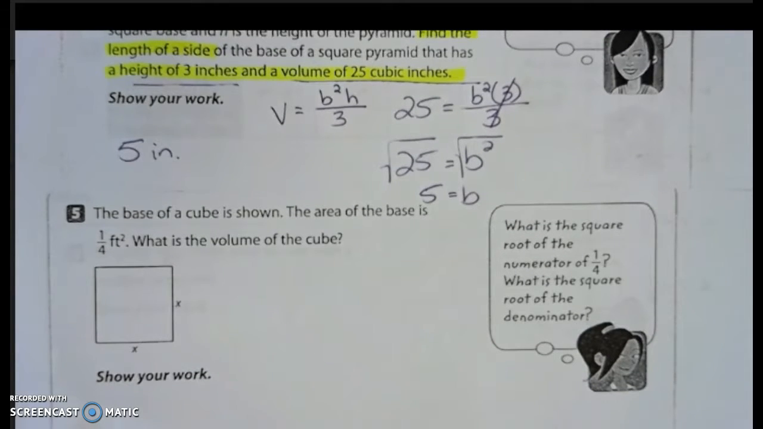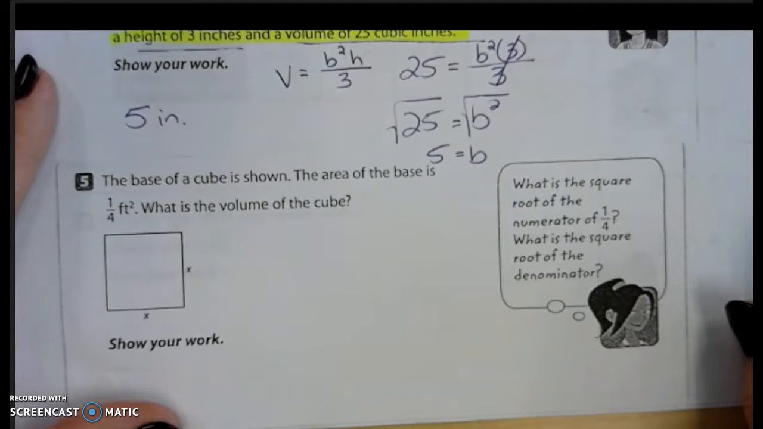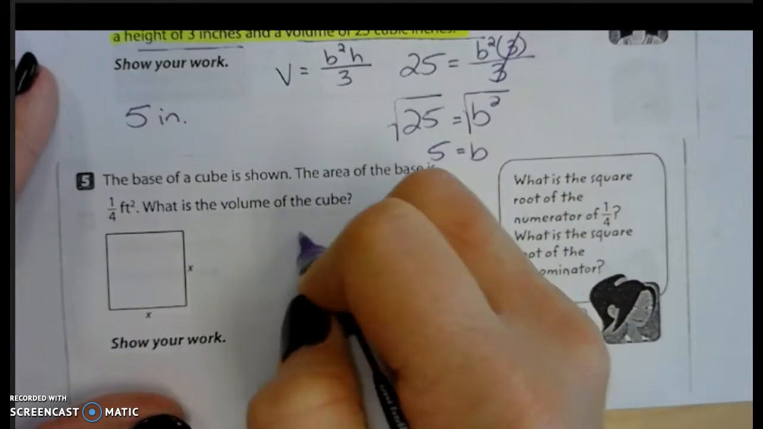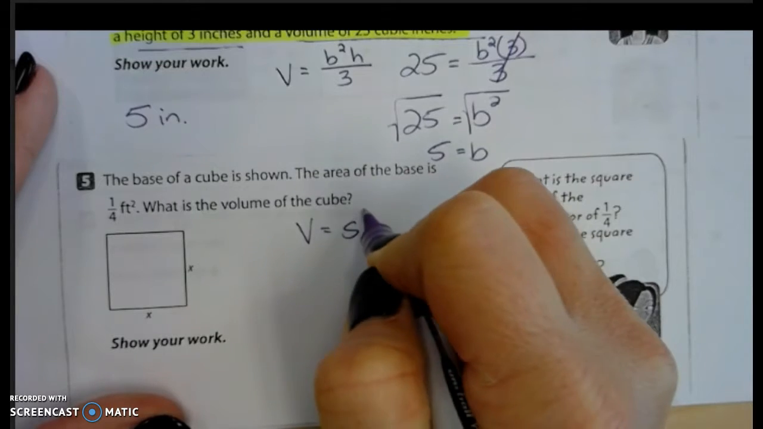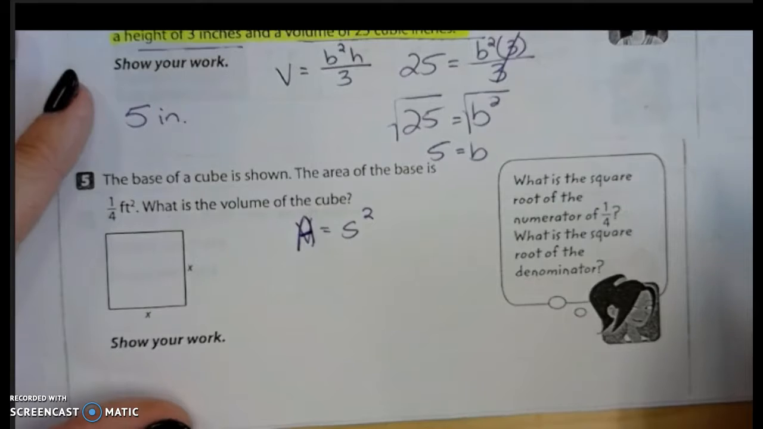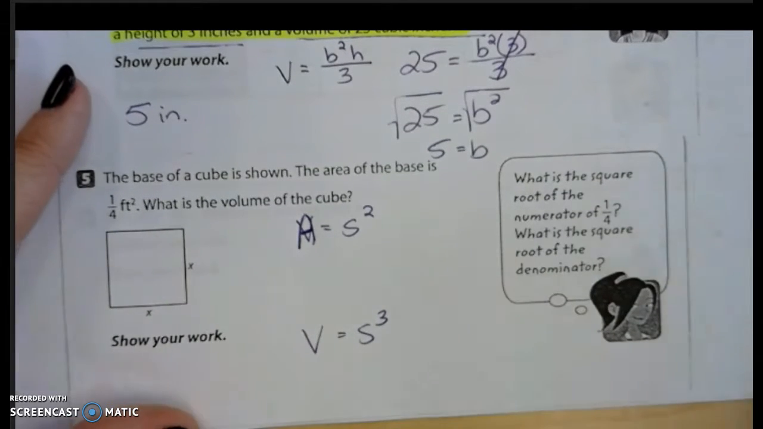Number 5. The base of a cube is shown. The area of the base is 1/4 feet squared. What is the volume of the cube? So they are giving us area. Area equals side squared. They want to know the volume, and volume is side cubed.